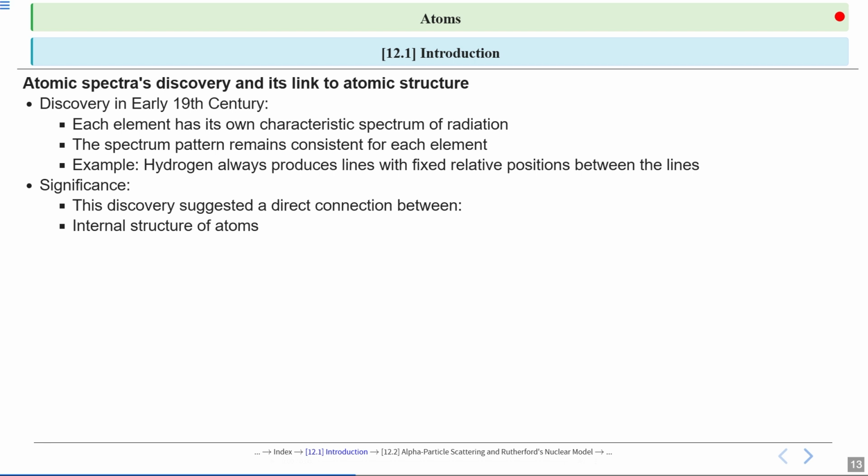Specifically, it suggested that the internal structure of atoms, how their parts are arranged and how they behave, controls the spectrum we see. This was a major step towards understanding atomic models like the Bohr model, where electrons move between energy levels. To sum up, the discovery of atomic spectra gave scientists a powerful tool to investigate atomic structure.